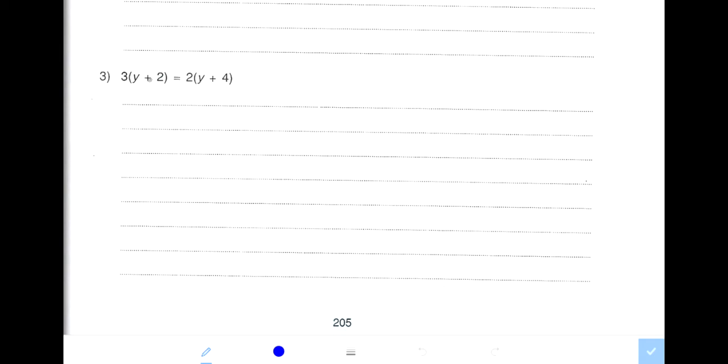Okay, this problem. Again, we're going to multiply number 3 inside this and multiply number 2 inside this. So I'm going to go with 3 times y plus 2 is equal to 2 times y plus 4, right? Multiply 3 inside like this. It becomes 3y plus 3 times 2 is 6. 2 times y is 2y and 2 times 4 is 8.